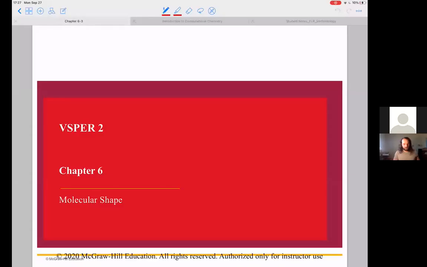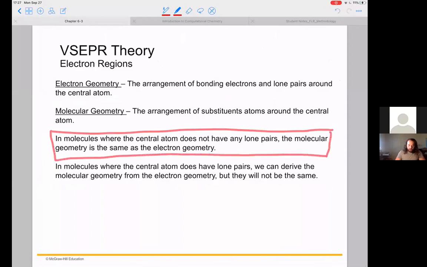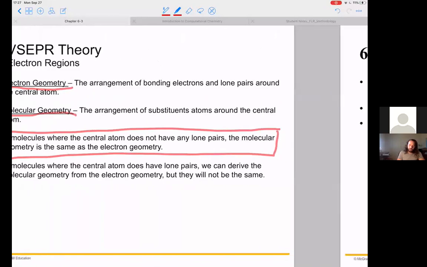All right, so now we're going to make things a little bit more complicated. Remember, up until now, we have talked about how the number of electron regions corresponds to the electron geometry, and how as long as that central atom doesn't have lone pairs, that's going to correspond to the molecular geometry. So how do we deal with molecules that do have lone pairs on their central atom? We still are going to derive the molecular geometry from the electron geometry, but they're not going to be the exact same. Okay, so how do we do that?